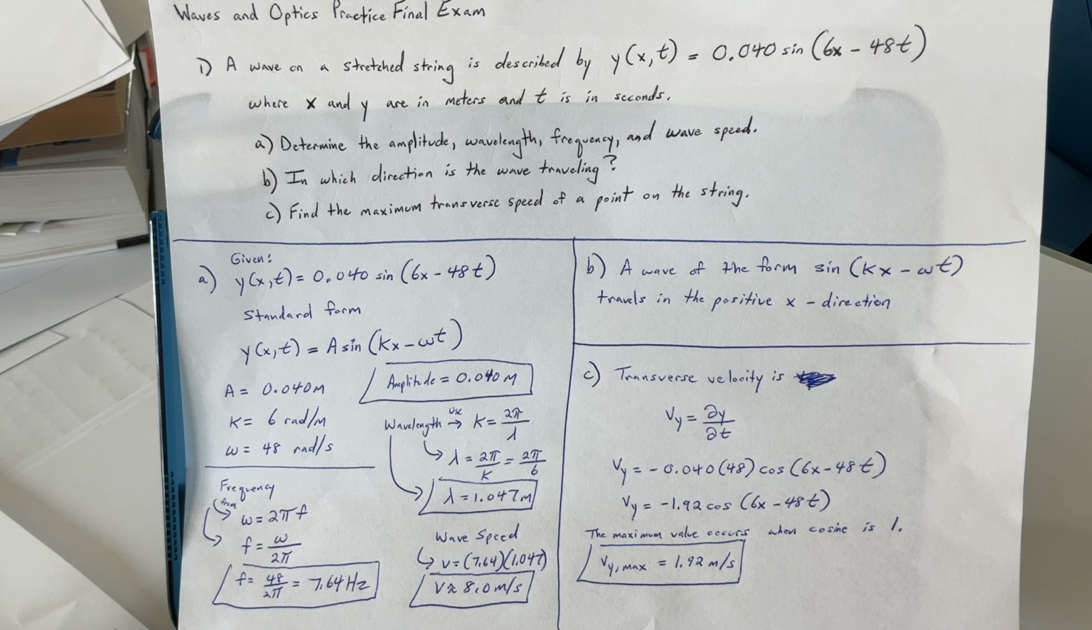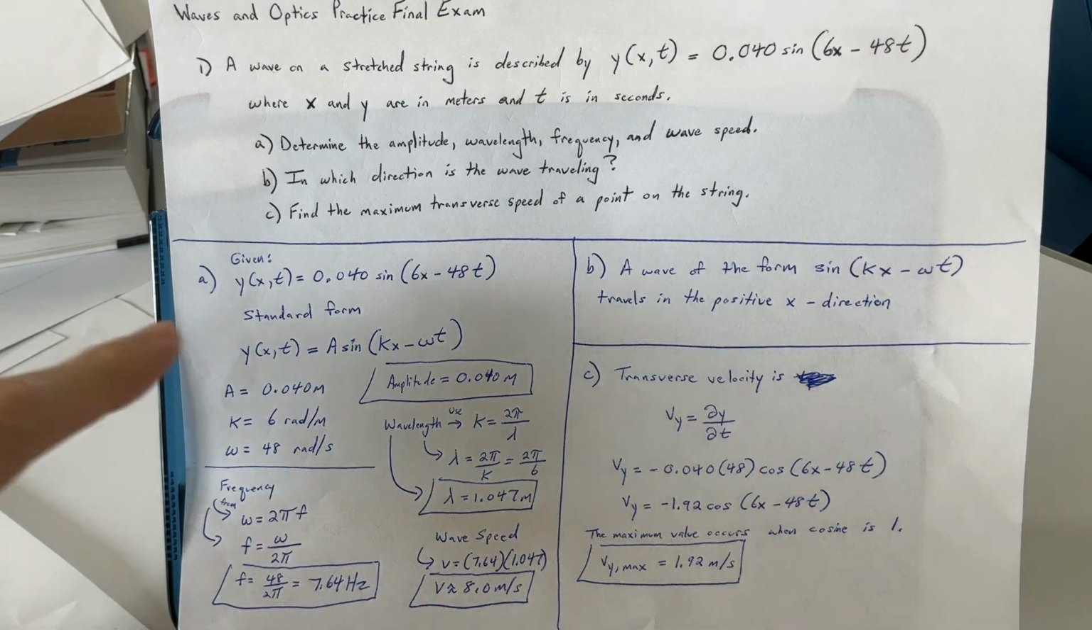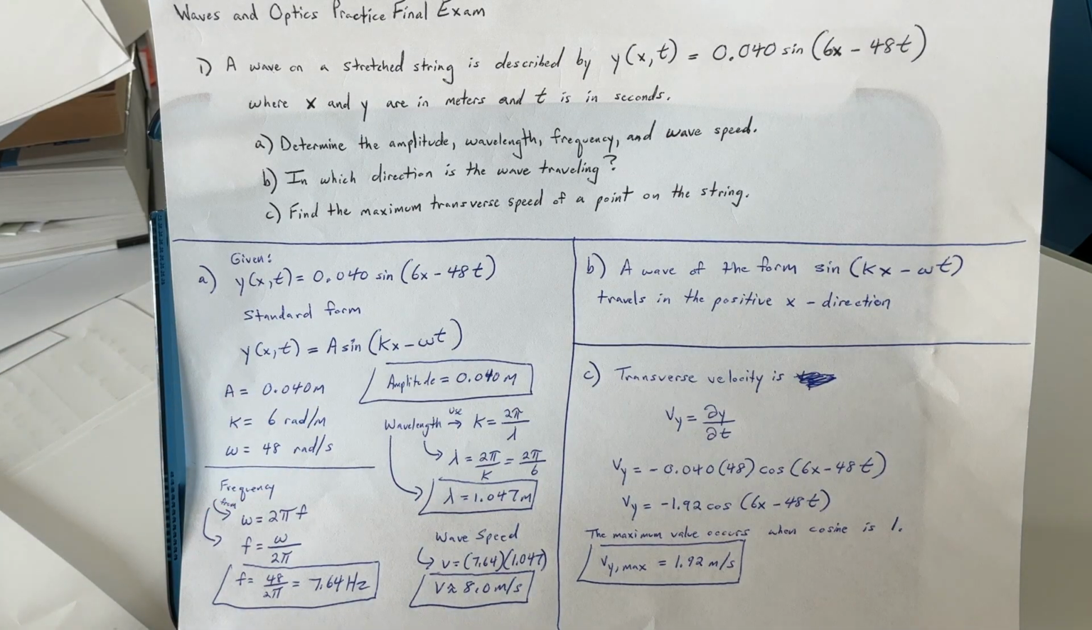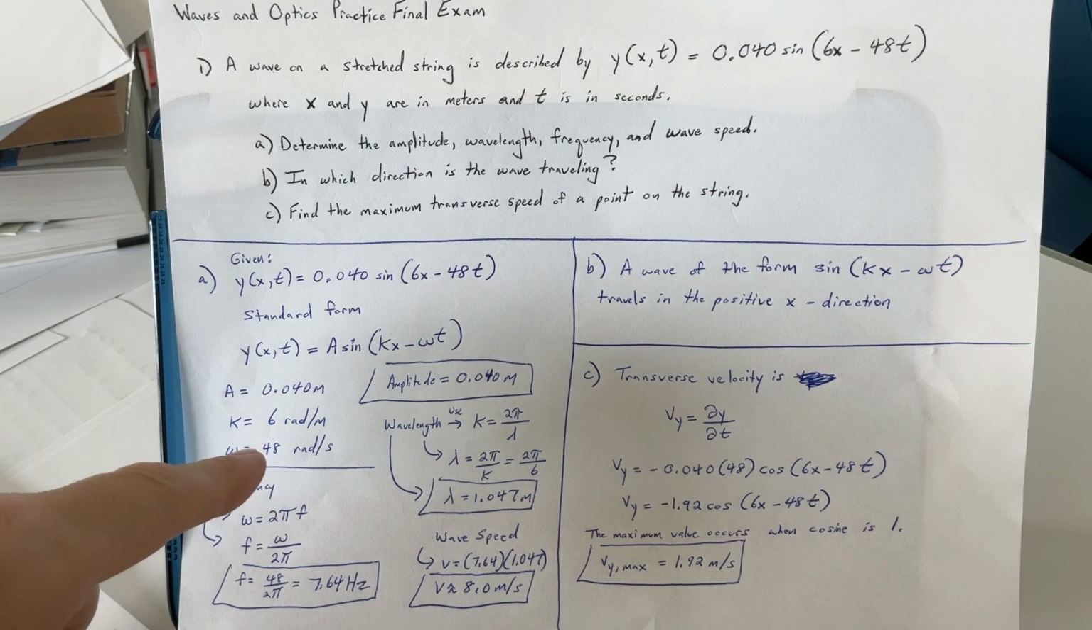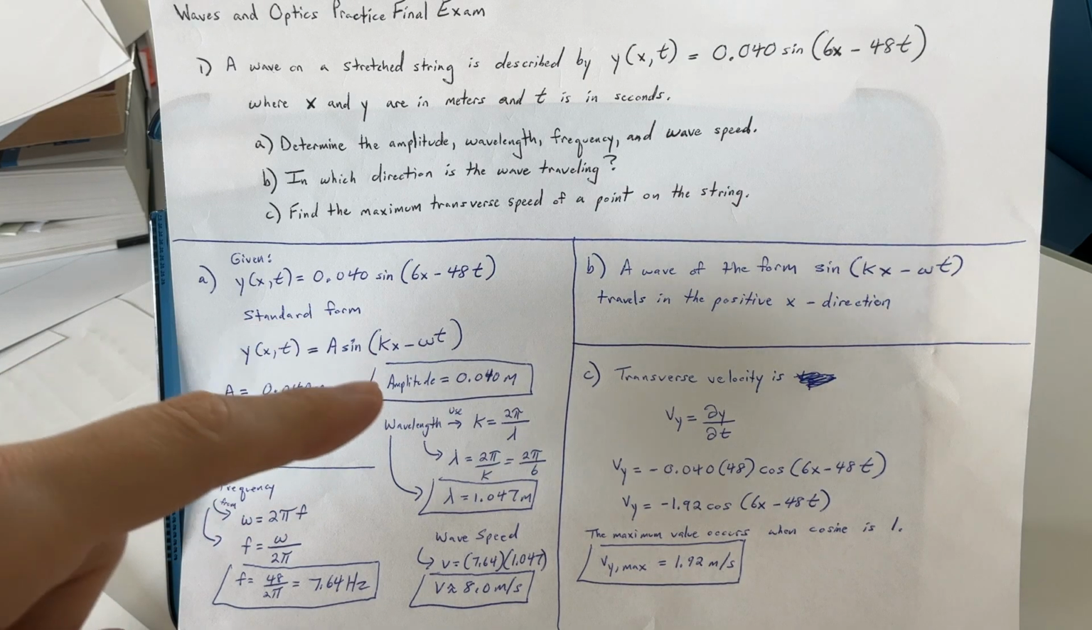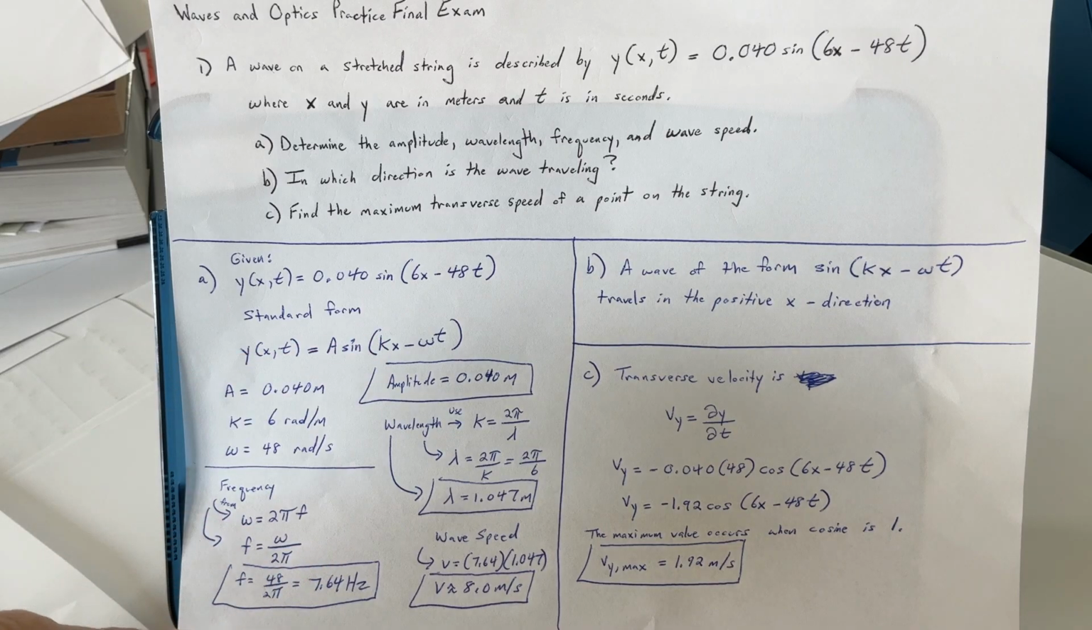0.040 sine of 6x minus 48t, where x and y are in meters and t is in seconds. Determine the amplitude, wavelength, frequency, and wave speed. Right here we have our function in standard form, and from there we can identify the amplitude, which is 0.040. Our k value is 6 radians per meter, and our angular frequency ω is 48 radians per second. So the amplitude is 0.040.